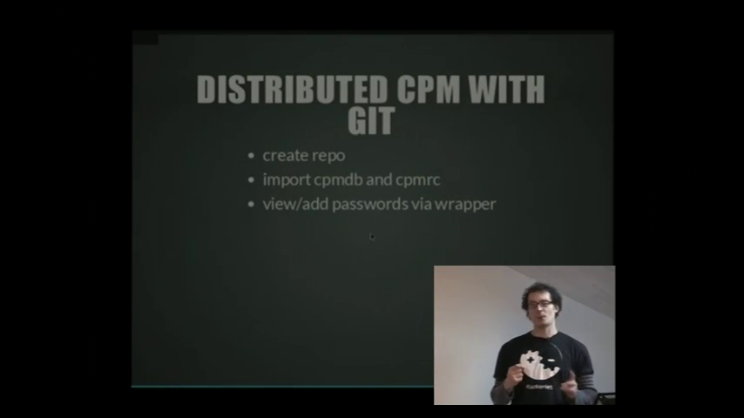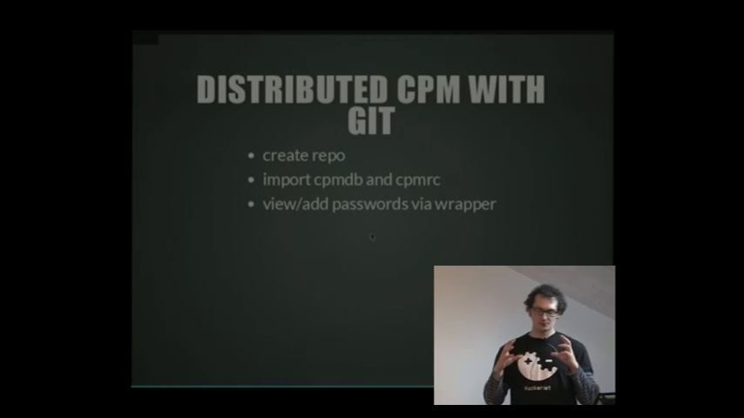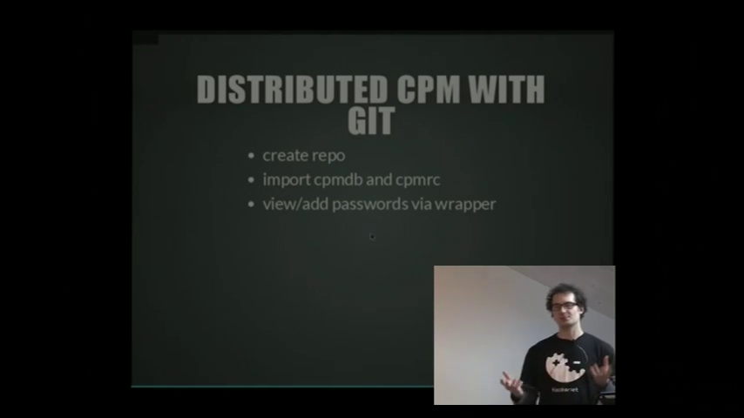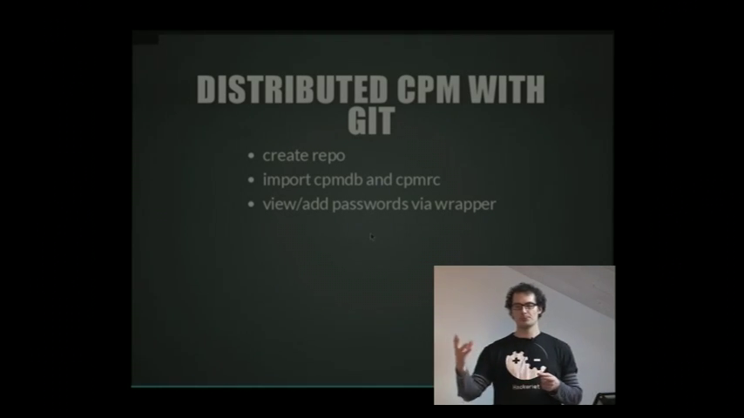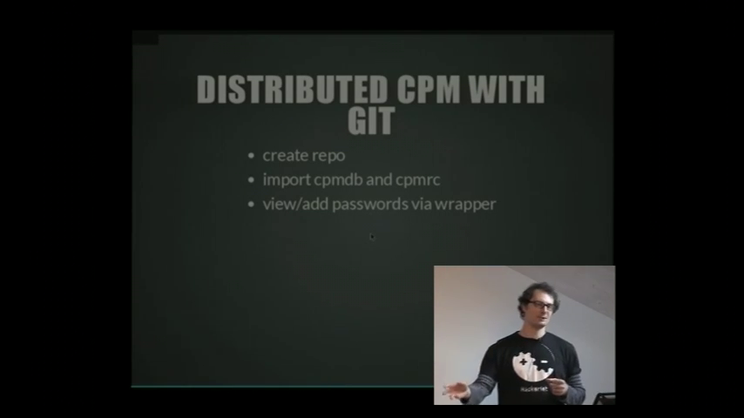However, there is a better way of doing this, and that's called distributed CPM with Git. The idea is that you create a Git repo, and you import CPM-DB and possibly a configuration file, and you have a wrapper to pull things out of the repo, and if changed, push them back into the repo.